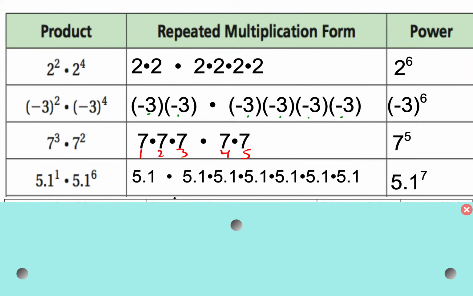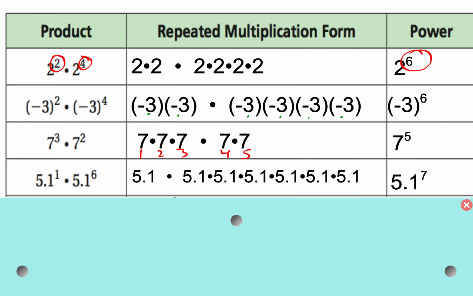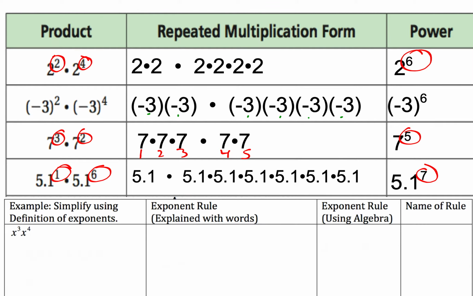So, what's going on here? I want you to take a look at this exponent on the answer and compare it to these exponents from the original problem. 3 and 2 go together to make 5. 1 and 6 go together to make 7. You should recognize that they end up adding together.